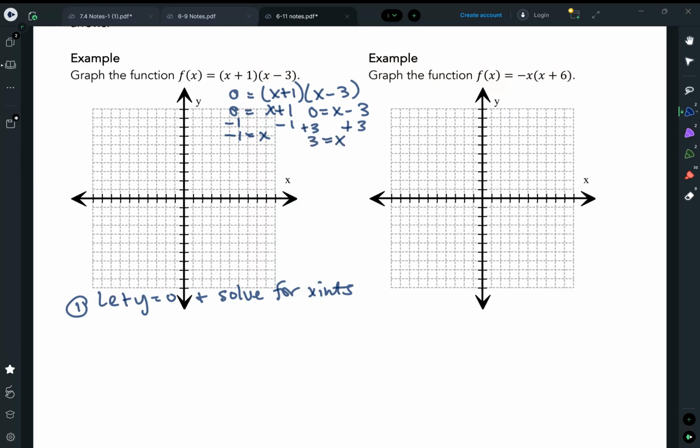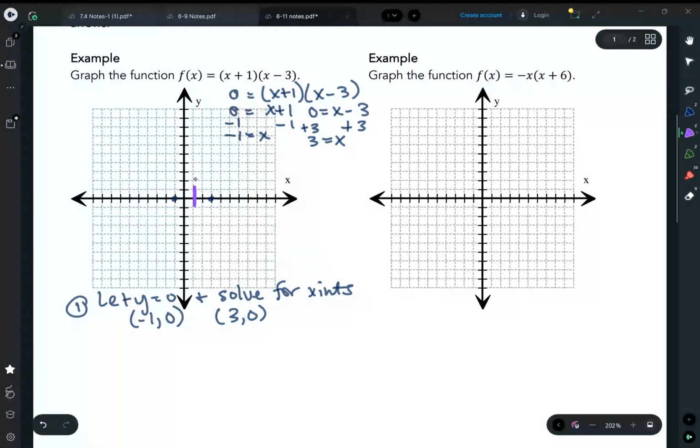So let's go ahead and plot both of those. Remember, it's negative 1, 0 and 3, 0. So we do have our x and y coordinates there. Halfway between those is going to be our vertex. We know that parabolas are symmetrical, so we have to find the point halfway between those. You can just look at it and eyeball it. I can tell halfway between those would be when my x equals positive 1.